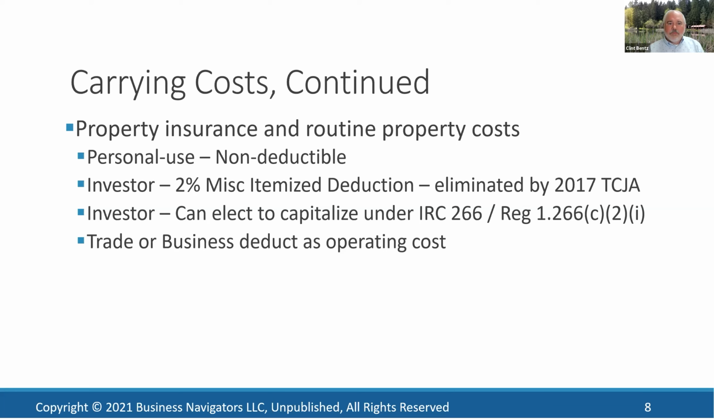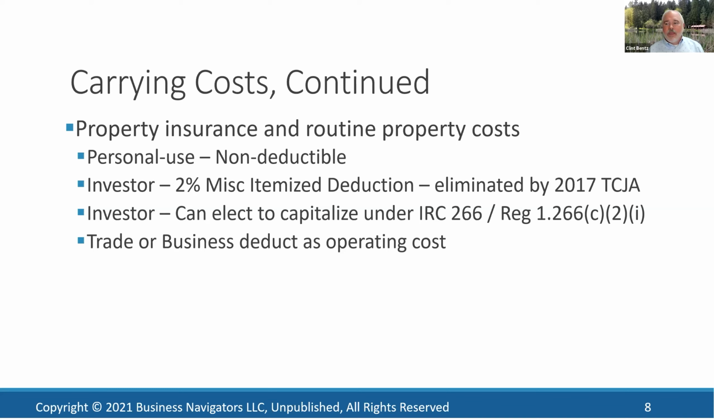If you're an investor, that's a 2% miscellaneous itemized deduction, which means you don't get a deduction unless the total of those miscellaneous itemized deductions exceeds 2% of your adjusted gross income. And only the amount that exceeds 2% is deductible. However, right now, under the Tax Cuts and Jobs Act, those 2% miscellaneous itemized deductions are eliminated for tax years 2018 through 2025. And so we don't have those deductions.